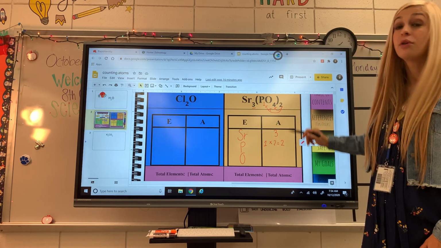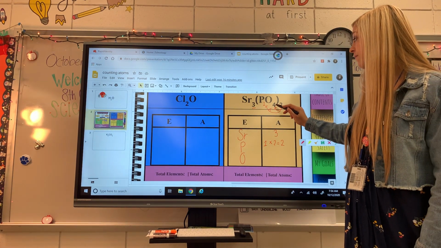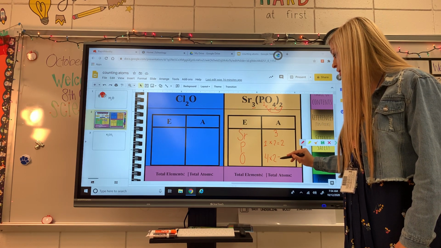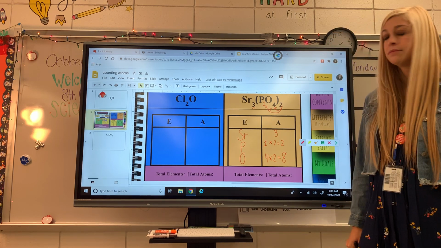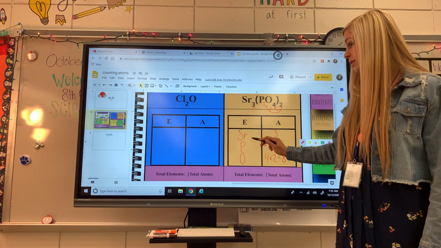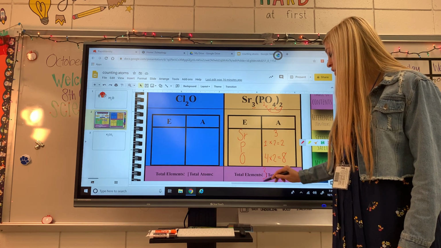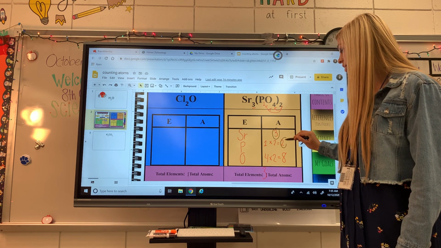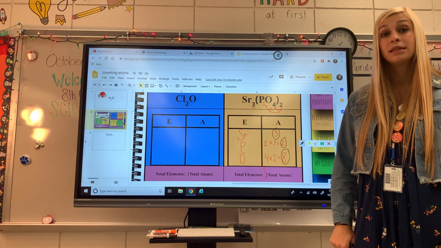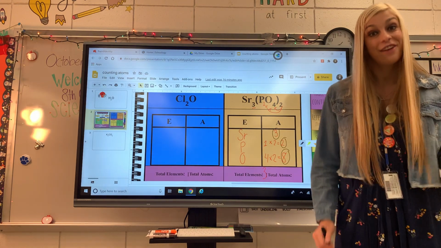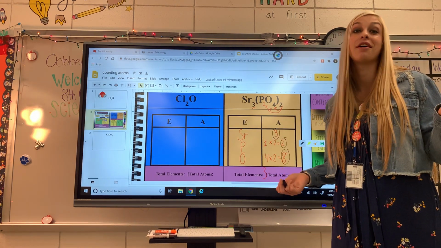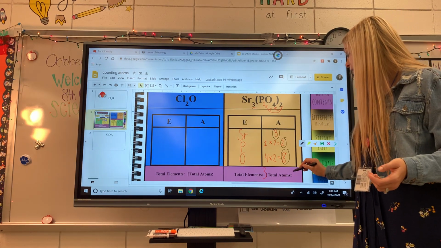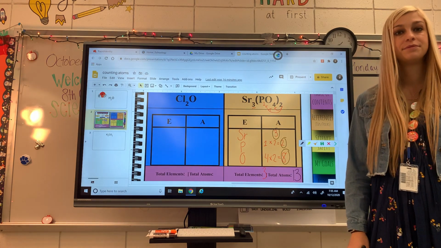For oxygen, we need to do a little more work. We have to distribute. So 4 times 2 gives us 8. So total elements, 1, 2, 3. Total atoms, we need to add 3 plus 2 plus 8. And you can always use a calculator. You'll have calculators on your Chromebooks. You might have a calculator at home. You have one on your phone. There's one on the internet. You can use a calculator, but that would give us 13.